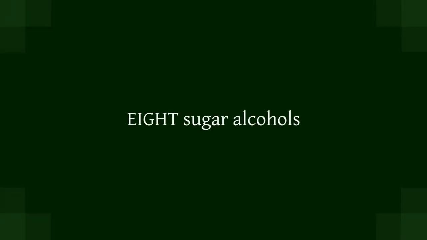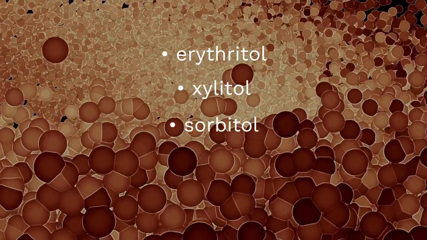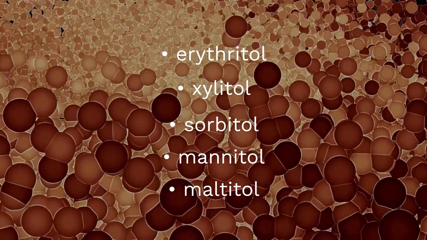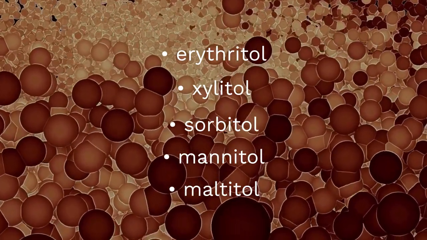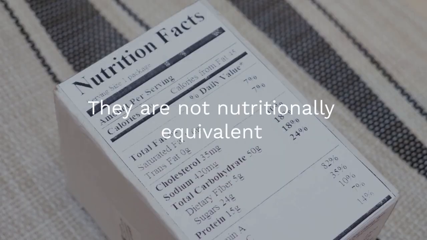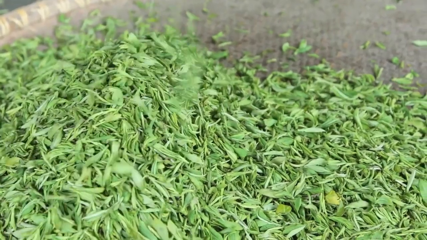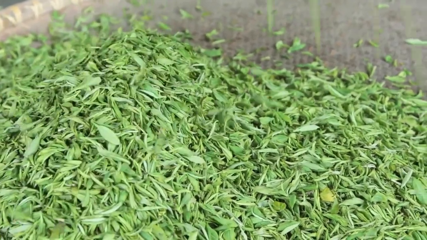The 8 sugar alcohols approved for human consumption by the FDA include erythritol, xylitol, sorbitol, mannitol, maltitol, lactitol, isomalt, and hydrogenated starch hydrolysates. They are not nutritionally equivalent to one another. Erythritol stands apart from all others because of its unique absorption pathway.